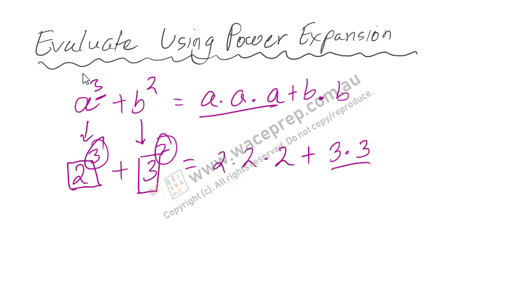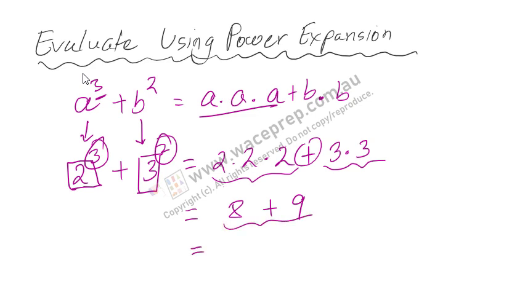Now to evaluate, all you have to do is multiply 3 2's, which gives us 8. Plus sign stays where it is in between the two sets of numbers, and the second set is 3 times 3, which is 9. To evaluate that, we simply add these two together. 8 plus 9 is 17, and that's the value. That's what we mean by evaluating by expansion of power. So I hope this made sense.